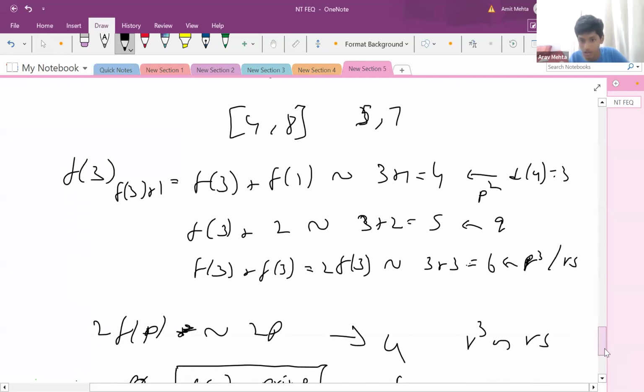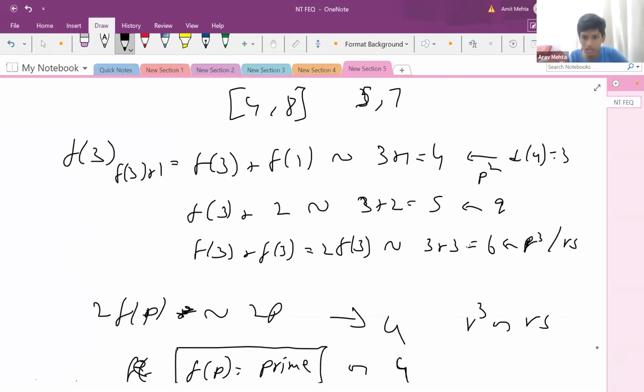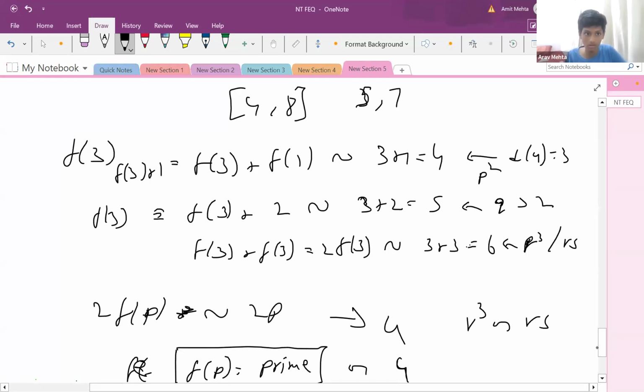Wait, so let's compute f of 3. f of 3 plus 2 is f of 5, which is prime. Now, note that q has to be greater than 2, so it's odd. And f of 3 plus 2 has the same parity as f of 3 mod 2. So f of 3 is odd.